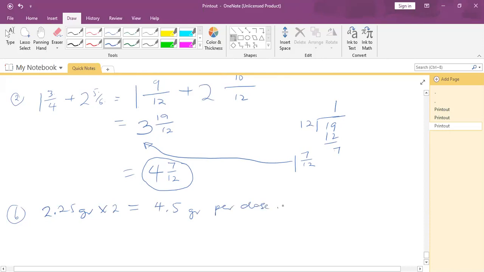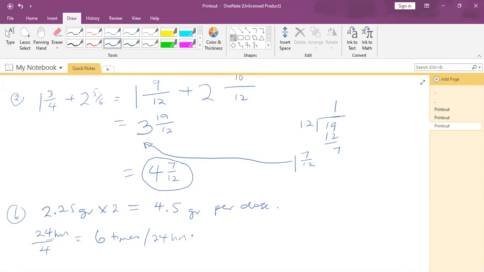Okay. But now you give the person every 4 hours. So you have to ask yourself, within the 24 hours, how many times are you going to give this person the medication? So within 24 hours, how many 4-hourly periods do you have? You have to divide by 4. That means you're going to give six times in a day, right? Six times per 24 hours, because you're giving every 4 hours. If you're giving 8 hourly, then you're giving it three times in the 24 hours. 12 hourly, two times in the 24 hours, and so on.